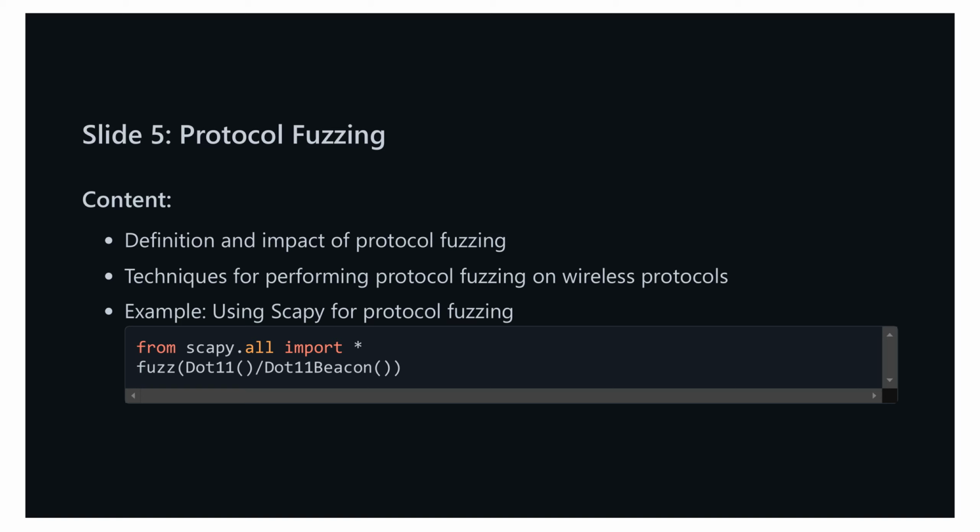In the next part of this course, we will delve into packet crafting. We'll explore the definition and impact of packet crafting and learn techniques for creating and injecting custom packets into wireless networks. We'll continue using Scapy for practical examples, crafting our own packets to understand this technique better. So stay tuned as we dive deeper into the world of wireless security with packet crafting on the next slide.